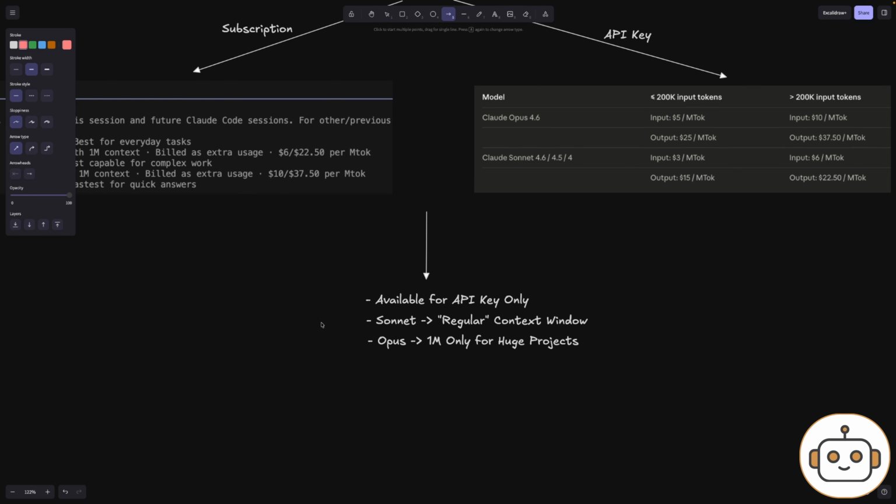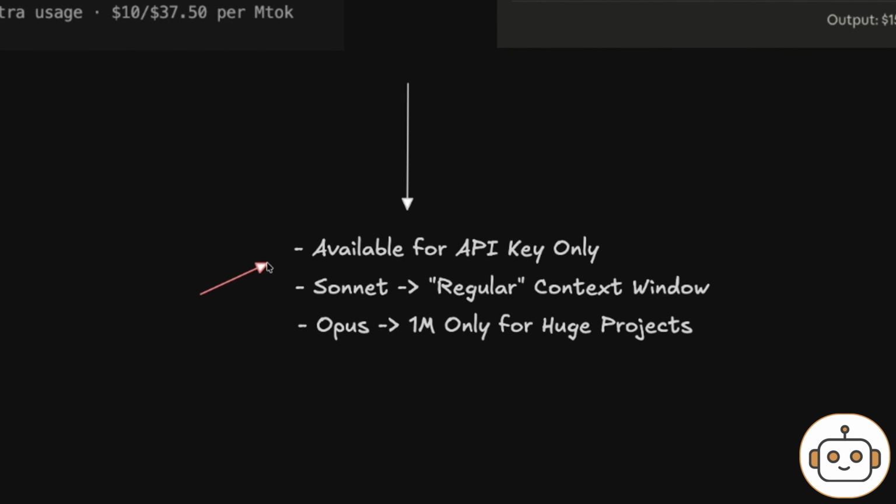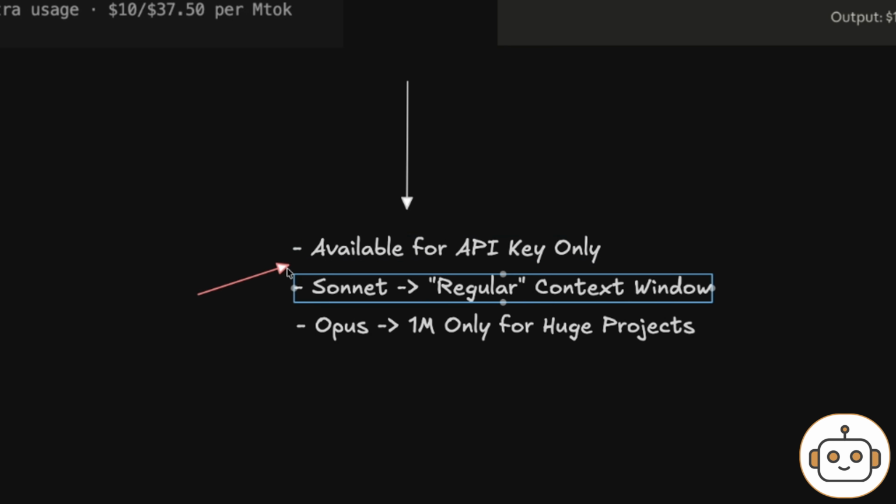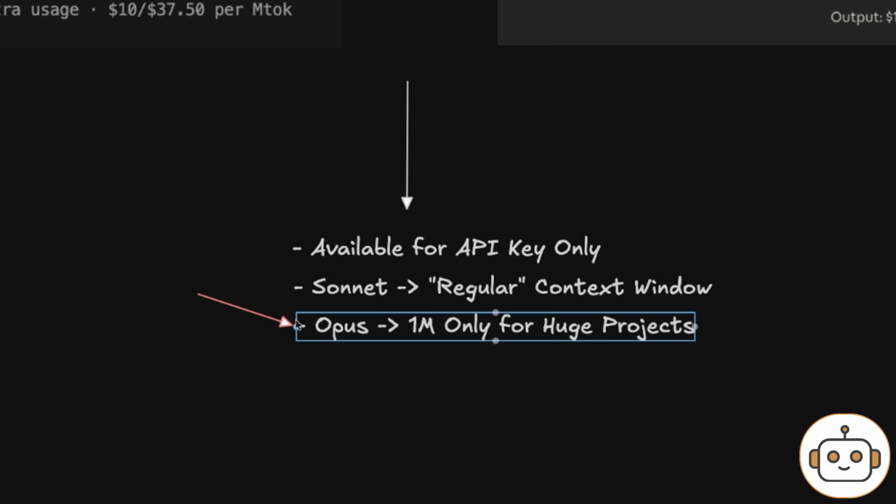So what is the bottom line here? First of all, you won't have access to the extended versions with subscription. It's only available for the API key. So all of you that are using subscription, it's not relevant for you. But if you are willing to pay with API key, you have the option to use the Sonnet and Opus.